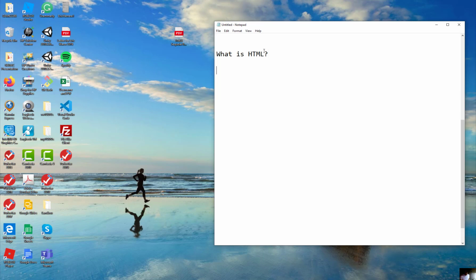Well, what HTML stands for is the standard markup language that we use in the web world for creating web pages. That's all it is. Let me rephrase this. It stands for the HyperText Markup Language. That's what it stands for. So HTML stands for HyperText Markup Language.